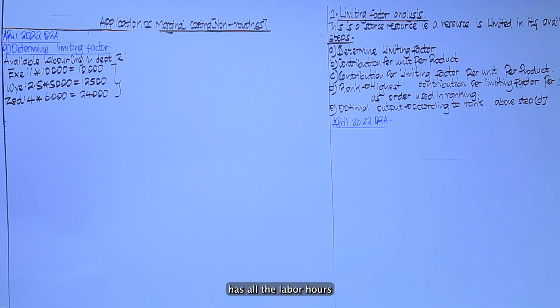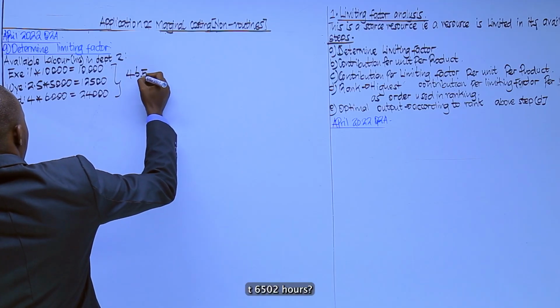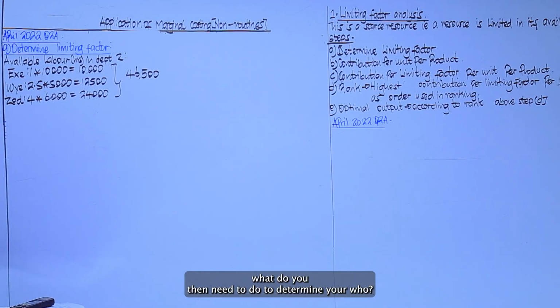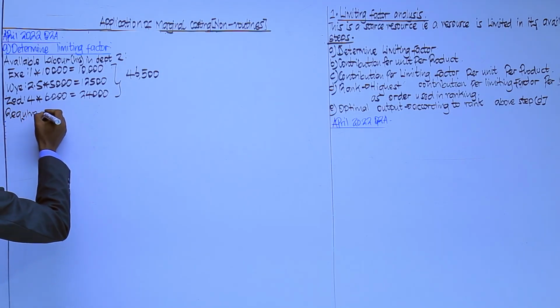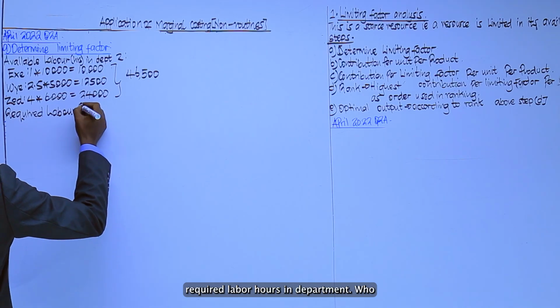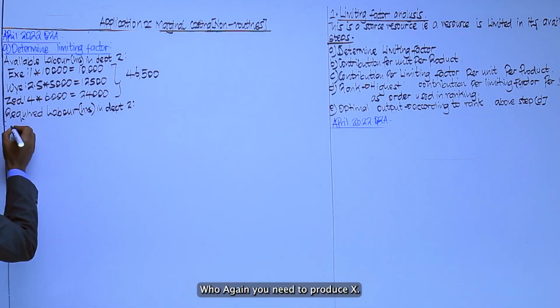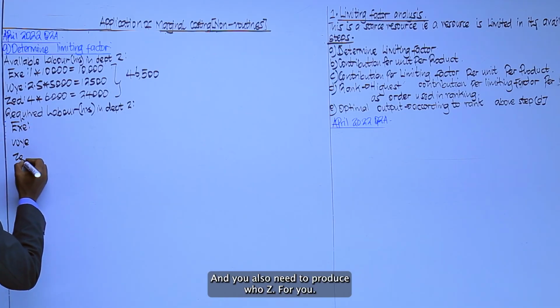All the labor hours that are available in department 2 for Zinc Limited. And how many hours do you have available? 46,500 hours. Once you've determined your available labor hours, what do you then need to do? You will need to determine your required labor hours in department 2. Again, you will need to produce X, you will need to produce Y, and you will also need to produce Z.